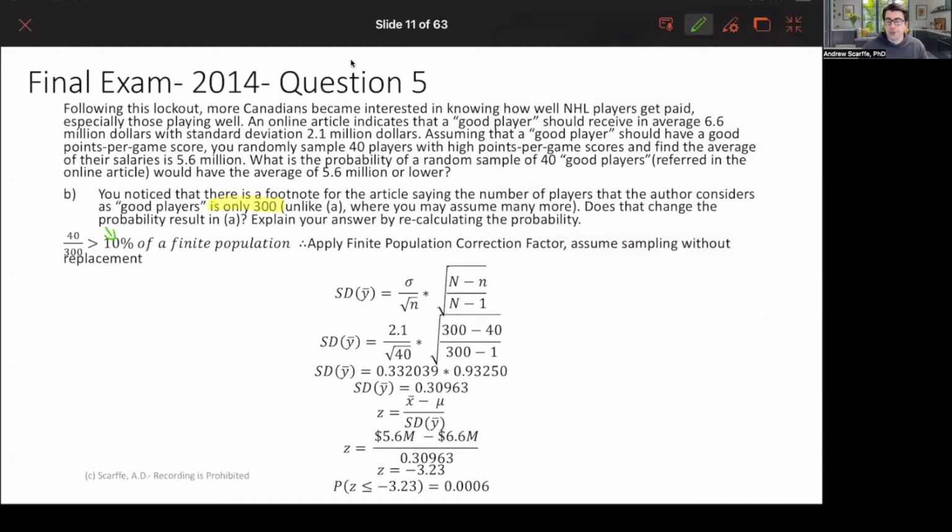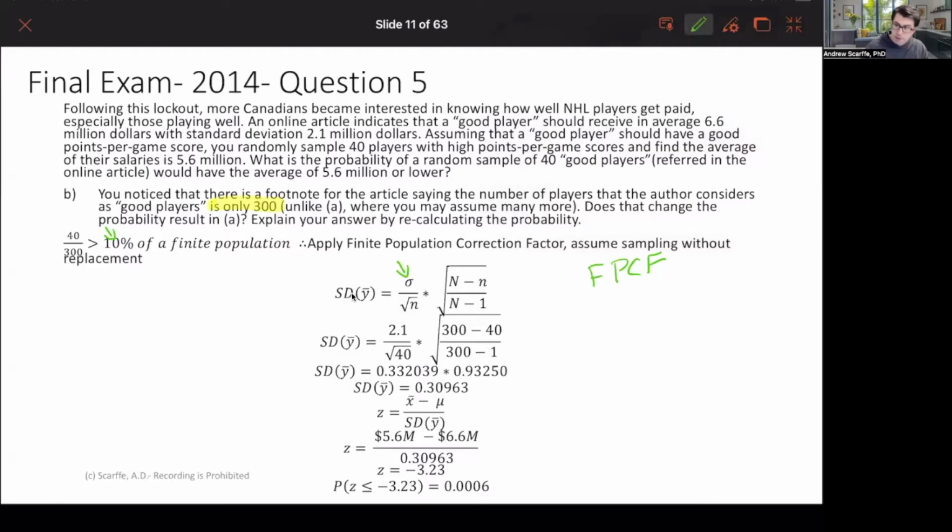So all we have to do in this case is apply what's called our finite population correction factor. And perhaps you've seen this before. It's called the FPCF. That's the abbreviation. And what we do with the finite population correction factor is we apply it to the standard deviation of the mean of our sample. That's the only thing we do to it. So we just calculate the standard deviation of y bar just like we would, and just like we did in part A of this question.